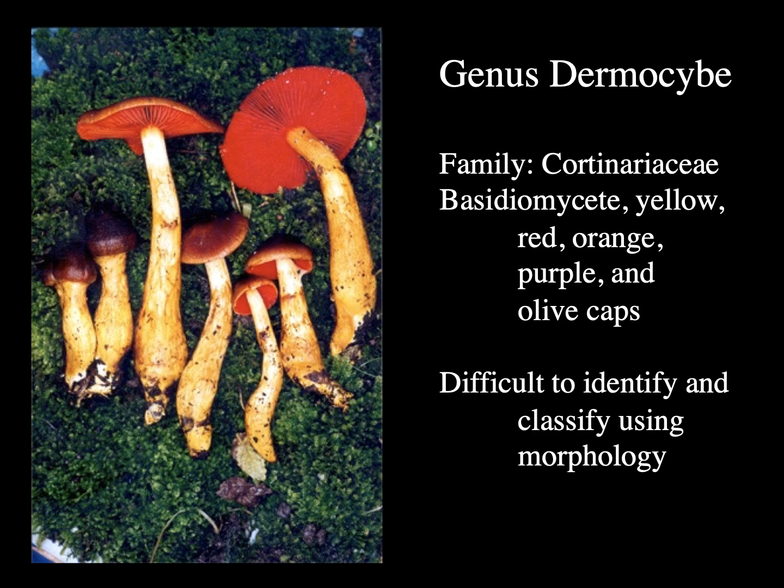So this first one was to sort out this fungal genus, Dermocybe, from another genus, Cortinarius, in the Cortinariaceae. They're a confusing set of fungi in that they can range anywhere from a purple color to a red color to orange and even green or olive caps. They're very difficult to identify and classify, so most times you need an expert to make sure that you have the right fungus in case you want to use it or consume it.